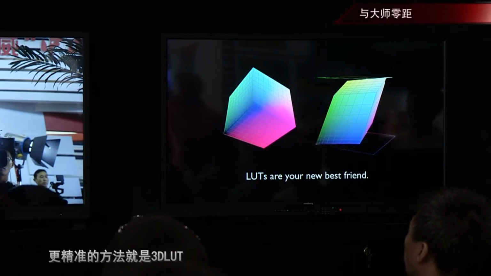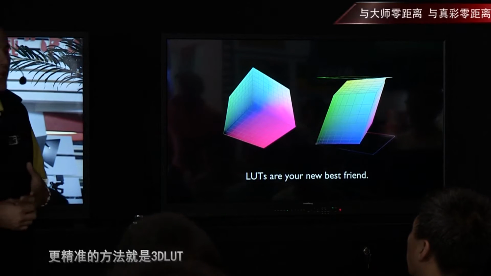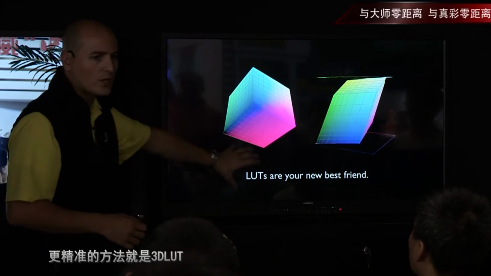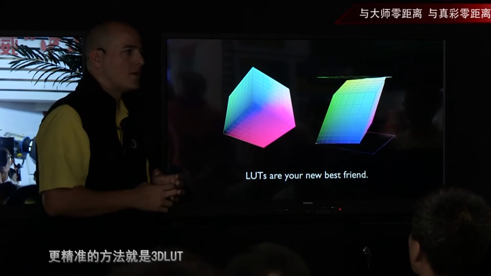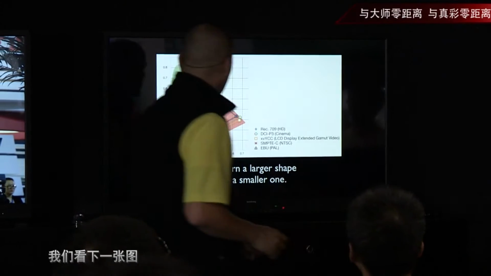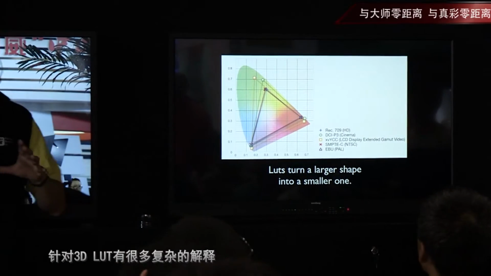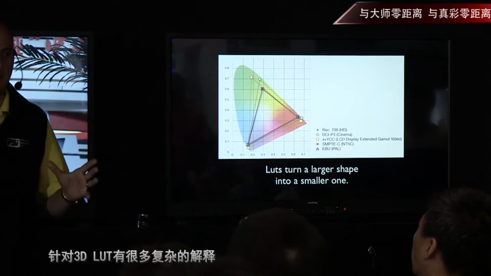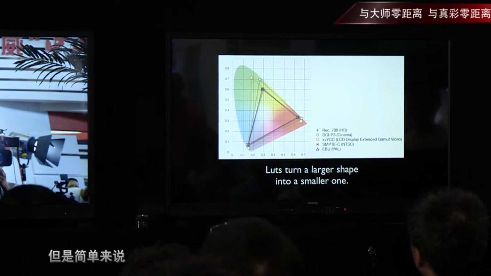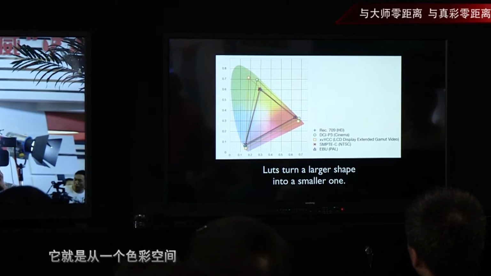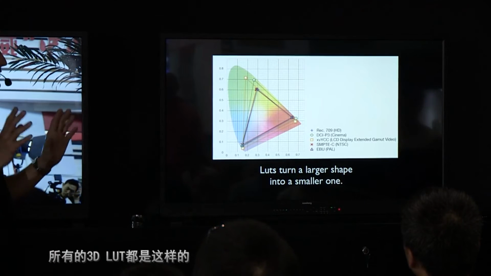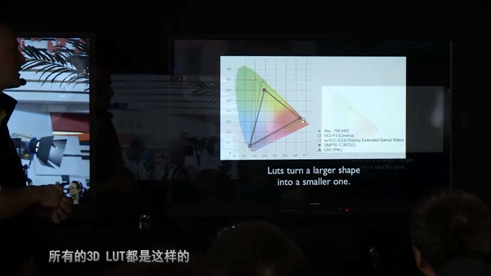So the way to get accurate calibration these days is to use something more sophisticated, which is a 3D lookup table. And I'm going to jump to the next slide real quick to show you. Yeah, there you go. So what a lookup table does, there are a lot of complicated explanations, but the simple explanation for what a 3D LUT does is it takes you from one color space to another color space. And that is, in essence, all that a 3D LUT is doing for you.